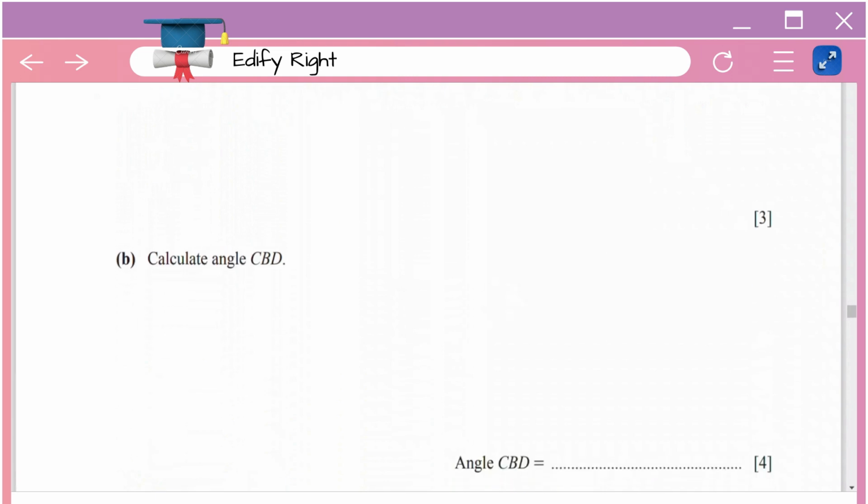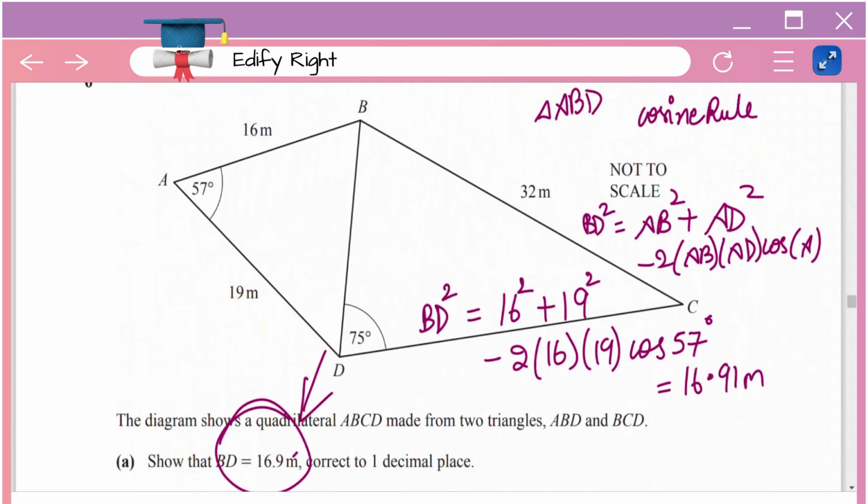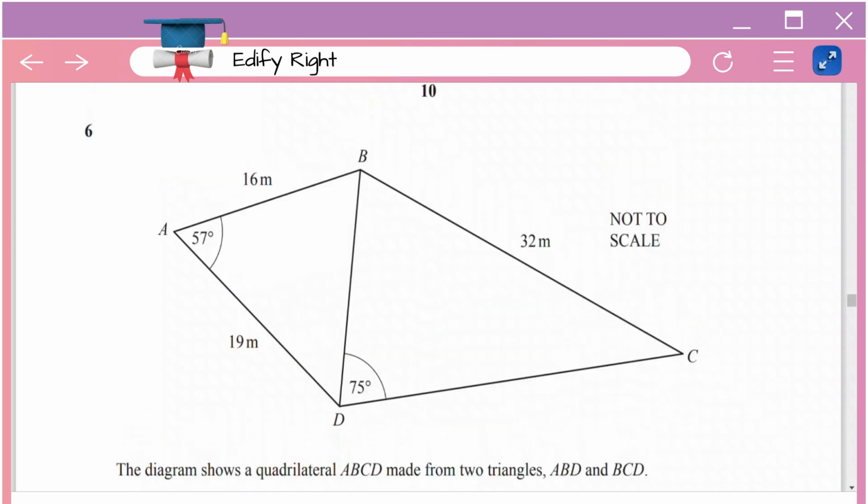Next we have to calculate the angle CBD. So let me just mark angle CBD over here and clear all this. Okay, so this is angle CBD. We're supposed to find this out. Now to find this angle, we have to consider triangle CBD. And this is 16.9. Let me just write it here. Now in CBD, we have two sides and two angles.